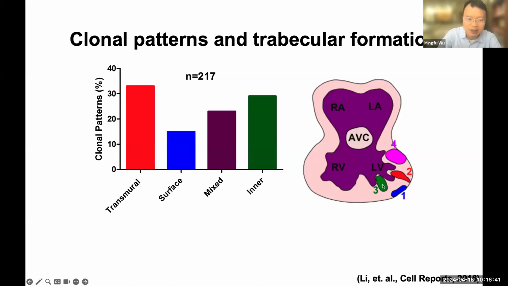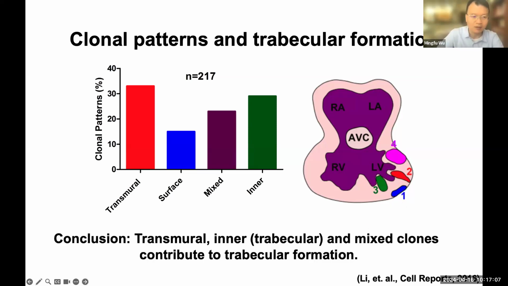And the third type, we call inner clones, sometimes trabecular clones, because almost all the cells are in the trabecular zone. And the fourth type, we call a mixed clone, because they have cells at the surface of the heart, cells in the inner compact zone, and also cells in the trabecular zone. So based on the distribution of the cells of these four types of clones, we can conclude that transmural clones, inner clones, and mixed clones contribute to trabecular formation.